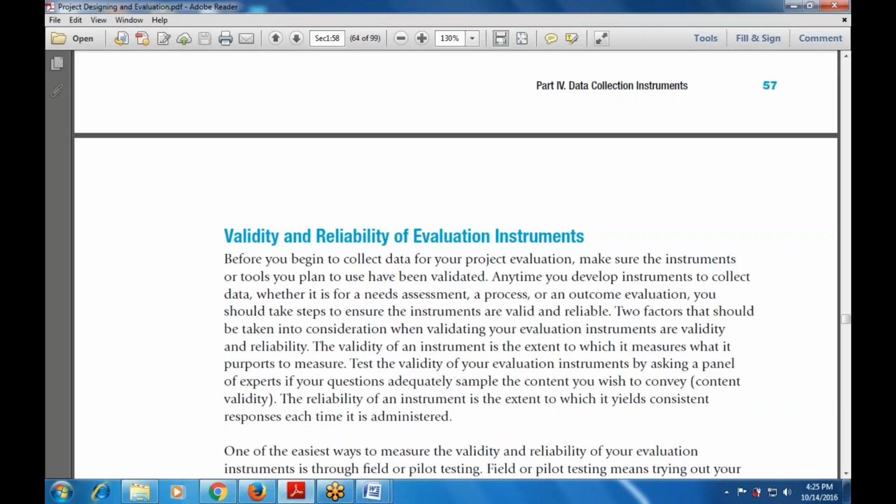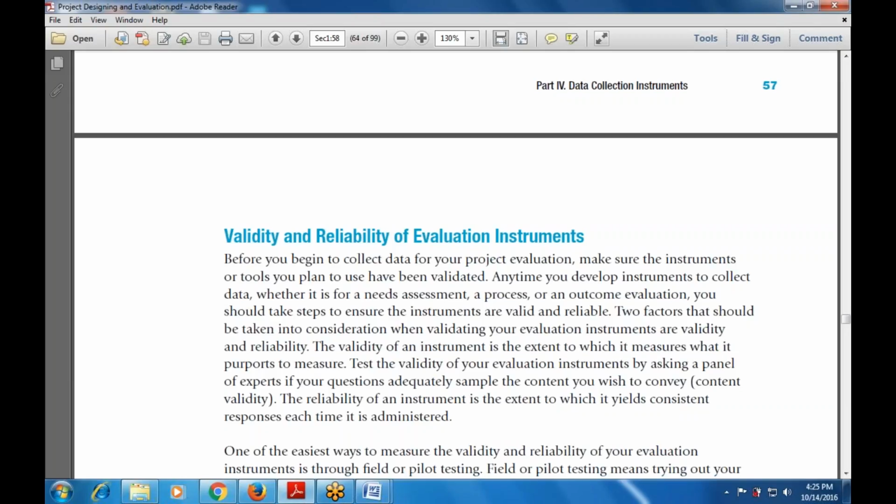Validity is the extent to which the instrument measures what it is proposed to measure. So it is to a degree how much it will measure. Validity is also established by a number of experts when there are multiple questions that are put up.